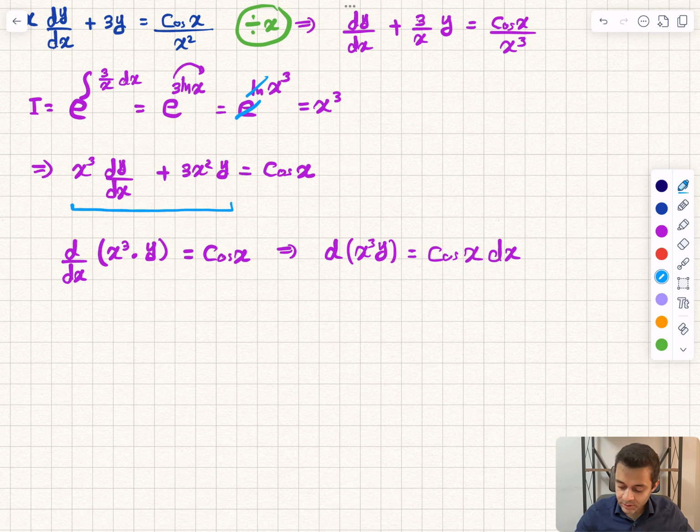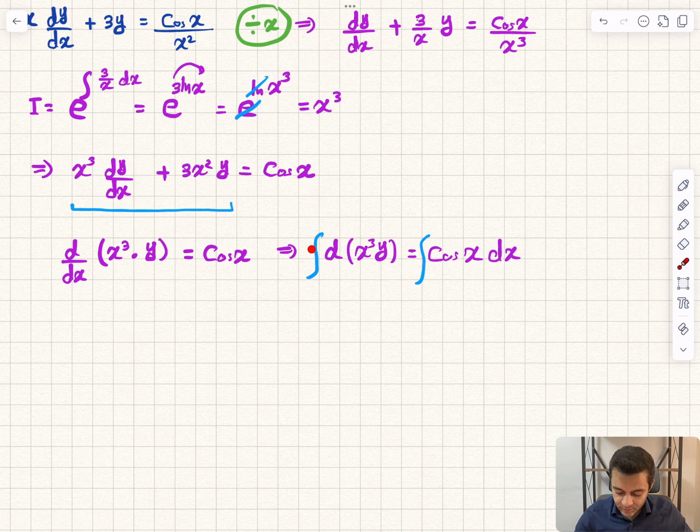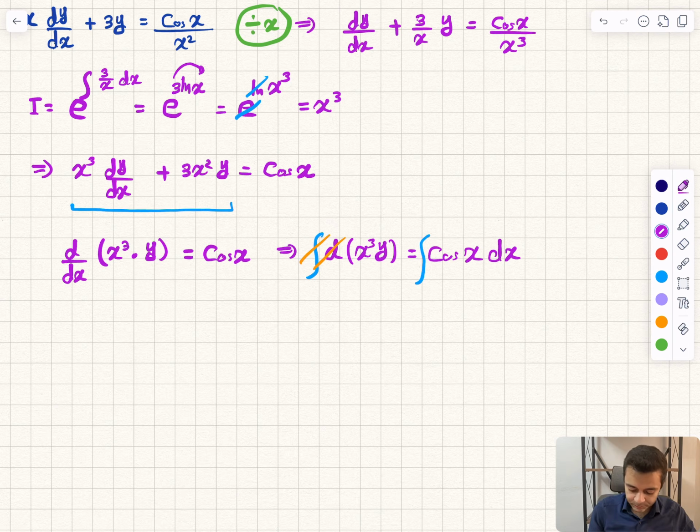Now here, it's ready to integrate both sides. So now after we did it like this, we'll integrate the left side and the right side. Notice that here you have integration and d, or differentiation. Integration and differentiation cancel each other. They undo each other. So that's why we will always do it like this. Cancel this and this. You will have only x cubed y left. So here, x cubed times y equals the integral of cosine x, which is always sine x, as you know from the formula booklet, sine x plus the constant of integration c.